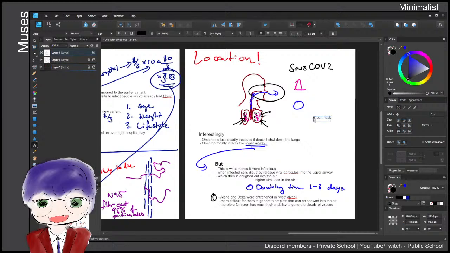Cloth mask generates better moisture. You want that extra moisture in the respiratory tract, which captures viruses instead of letting them infect, right? So that's the benefit of a cloth mask.